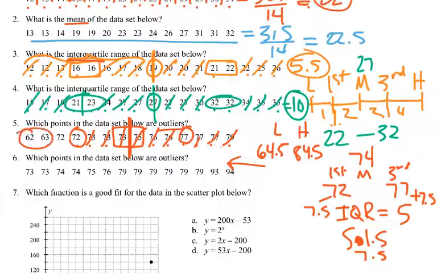In this case, we have 2. Okay, anything higher than 84.5 would be an outlier. We don't have any, so our outliers would be 62 and 63. So that's one way to do it.